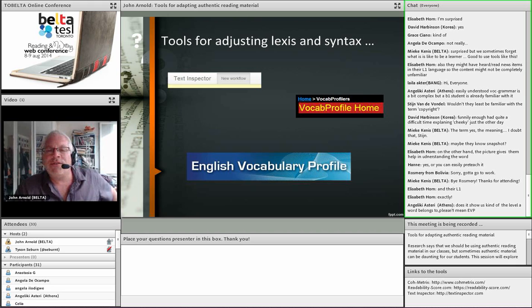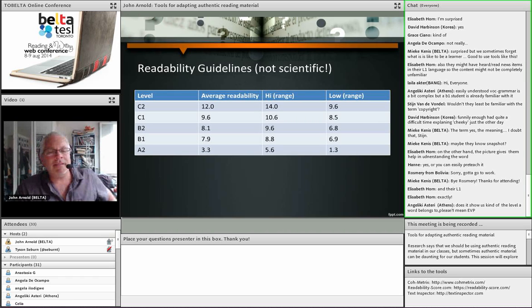And go back to the guidelines. So if we look here at the guidelines, we can see that if I get it at about a 5.6, I'm just at the high range for an A2. I can leave it at that depending on where I am in my course, or I can try to get it down farther if I want.